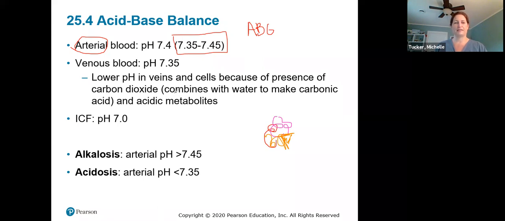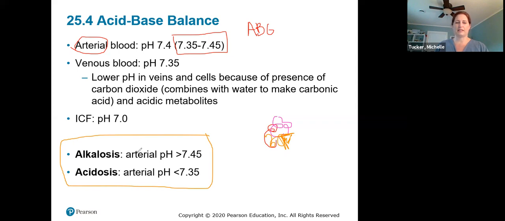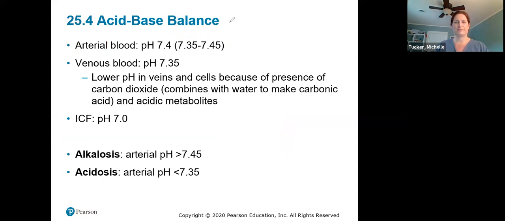Okay, so for this slide, make sure that you understand that our samples are coming from arterial blood. Venous blood is slightly different because it has an increase in metabolic products, such as just metabolic acids and carbon dioxide. You also need to know these values. Alkalosis is when arterial pH is over 7.45, and acidosis is arterial pH is less than 7.35. So from this slide, you need to know these three values.